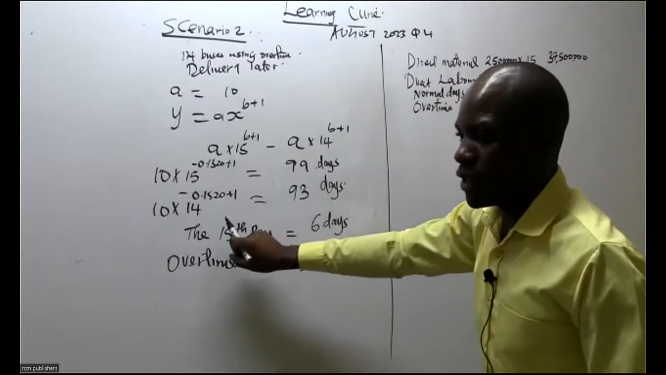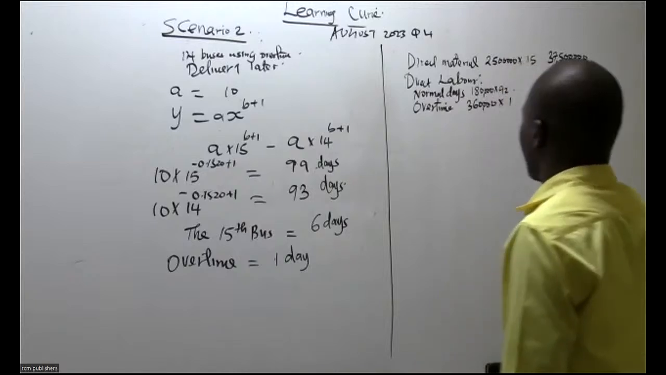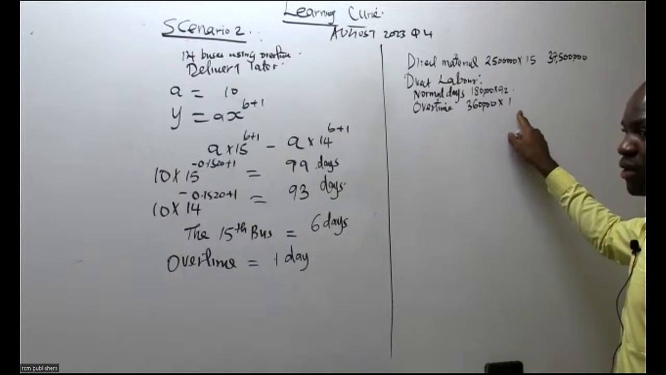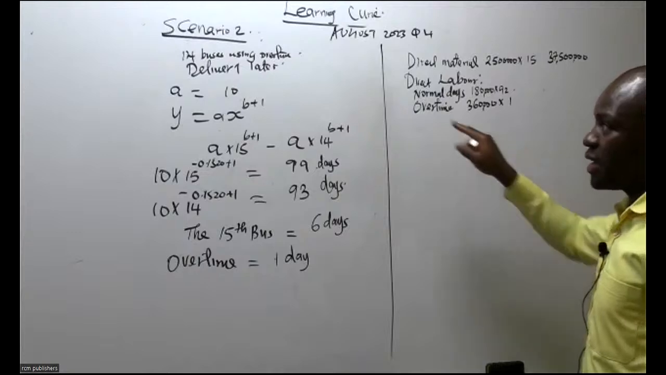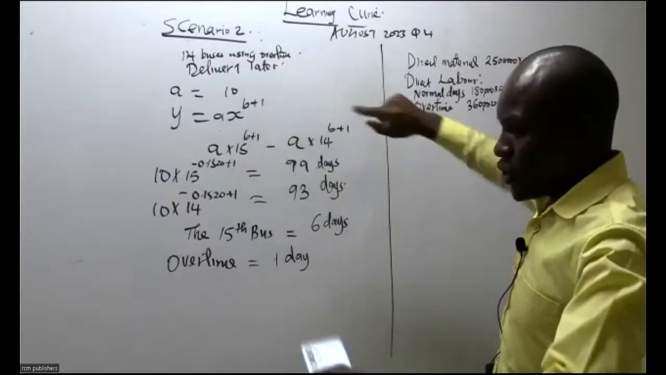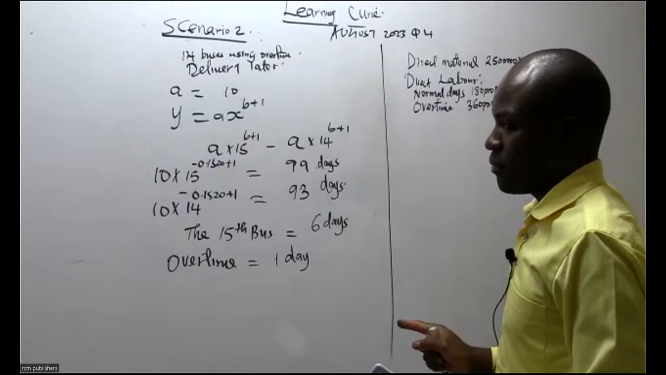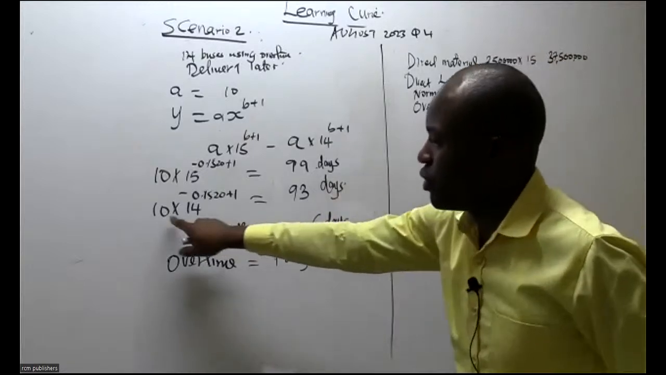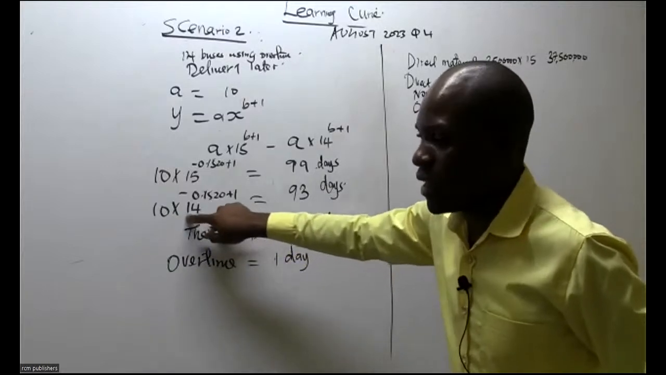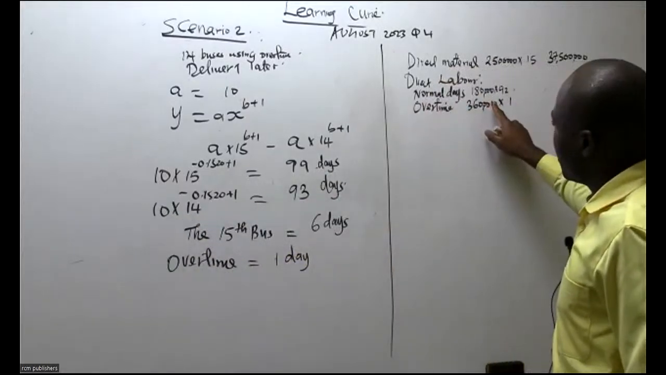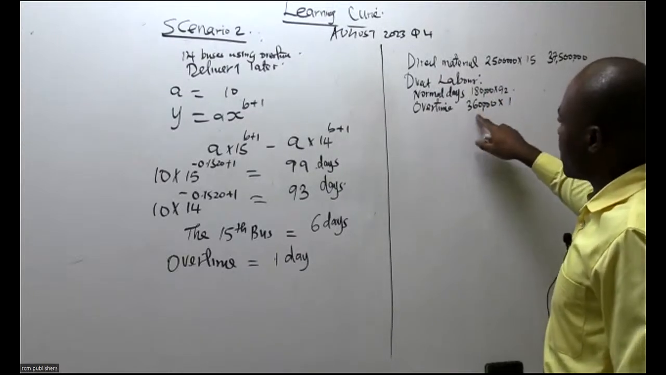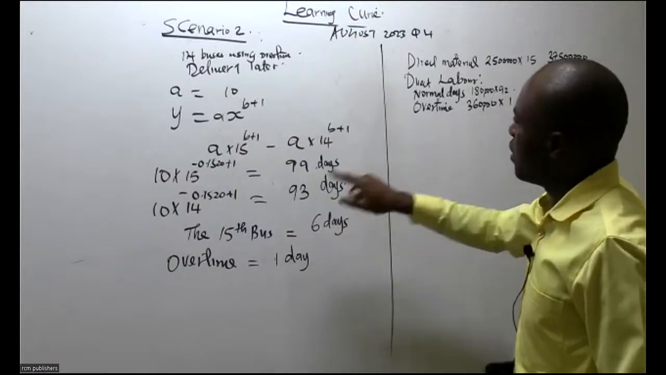we are dealing with how many units? Somebody to help me there. How many units are we dealing with under this part only, the direct labor? Tunadeal na units ngapi? How many units are we dealing with under scenario 2? In total, we are supposed to produce 15. But these 93 days we are taking to produce how many units? 14. So your normal days will be 180,000 by 92 for the 14. Your overtime will be 360 times 1 for the 14.